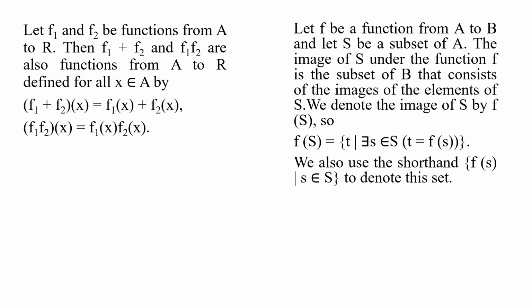Another: let f be a function from A to B and let S be a subset of A. The image of S under the function f is the subset of B that contains the images of the elements of S. We denote the image of S by f of S. So f of S is the set of t such that there exists s that is an element of the set S where t is equal to f of s.